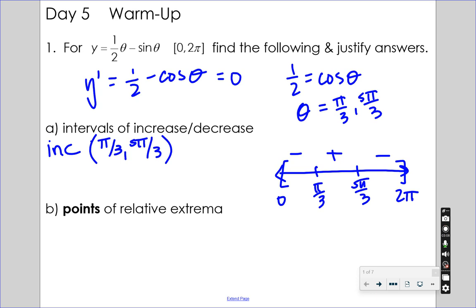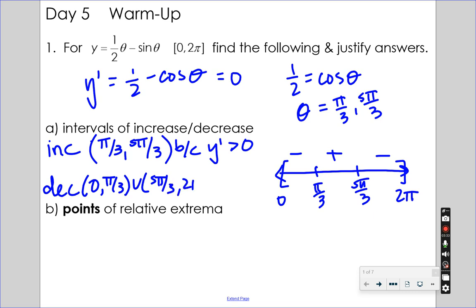Yep. Do you remember our justifications? It says justify answer. So I'm going to write because. Yes, except they called it y prime. So y prime greater than 0. All right, we are decreasing from 0 to pi over 3 union 5 pi over 3 to 2 pi because y prime is less than 0.